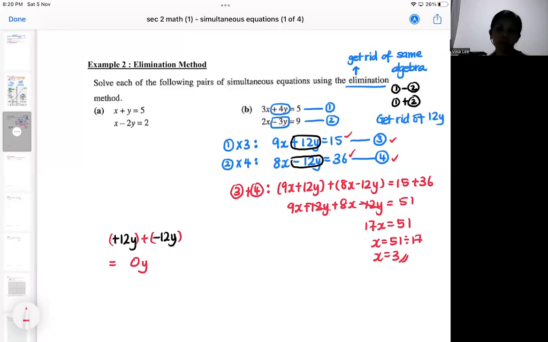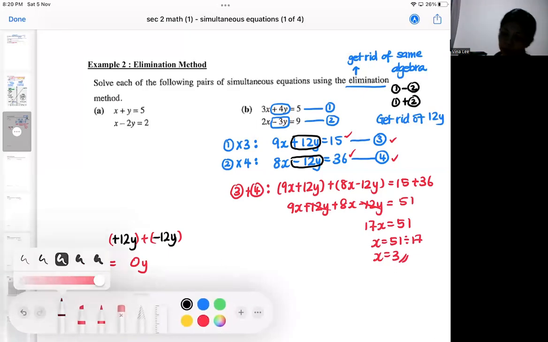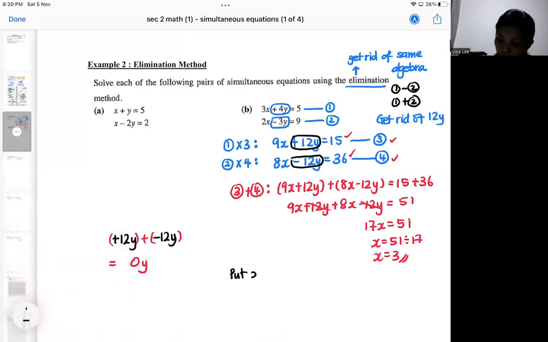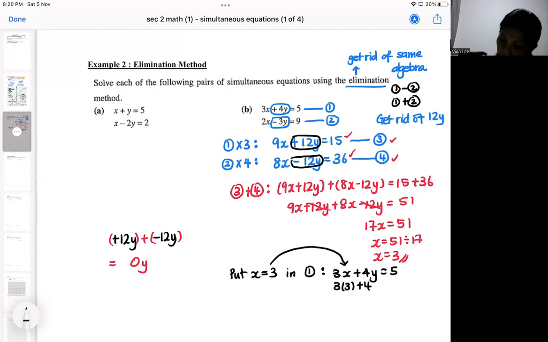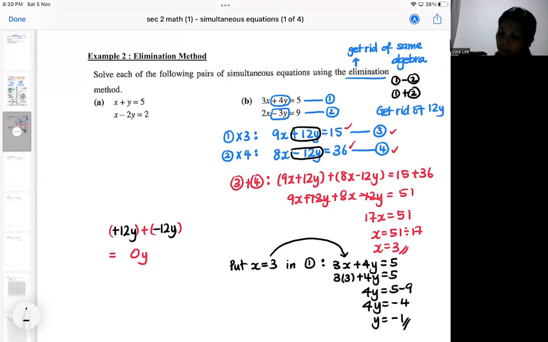So after that, are you supposed to stop there? Of course not. Your job is to continue to find y. So where are you going to put your x equal to 3? You're going to put x equal to 3 into any of the equation that you like. I think I prefer equation 1. So I'm going to put it back into equation 1. So I'm going to put the 3 inside. So I will get my value for y.